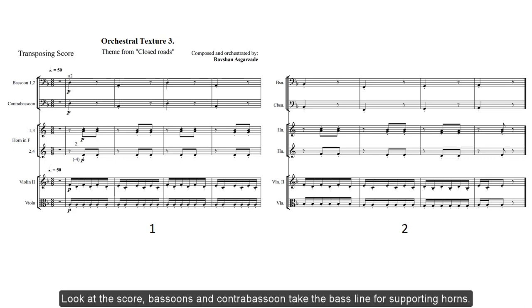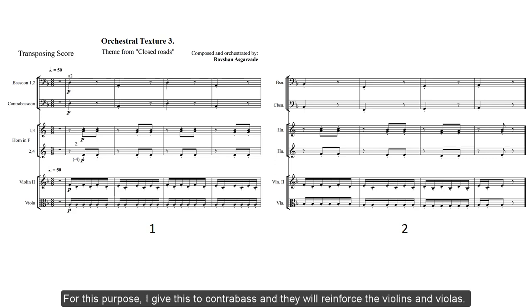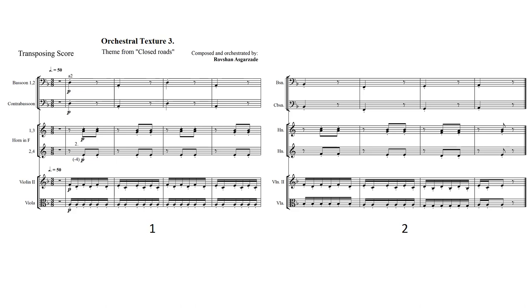Look at the score. Bassoons and contrabassoon take the bass line for supporting horns. Now I need one more bass for the string section. For this purpose, I give this to contrabass and they will reinforce the violins and violas.